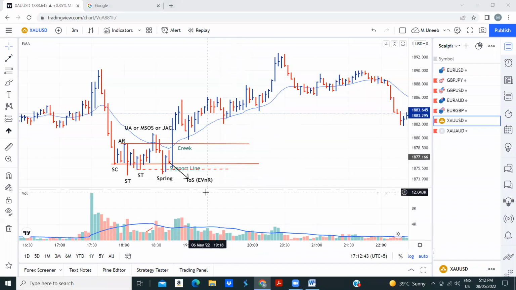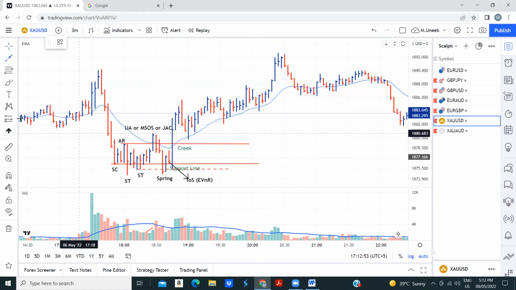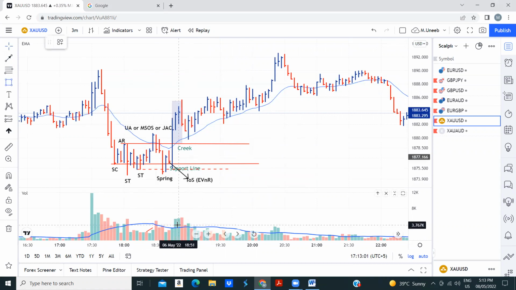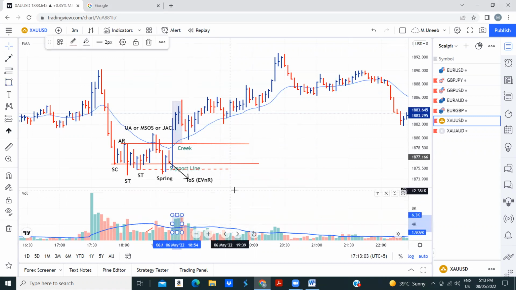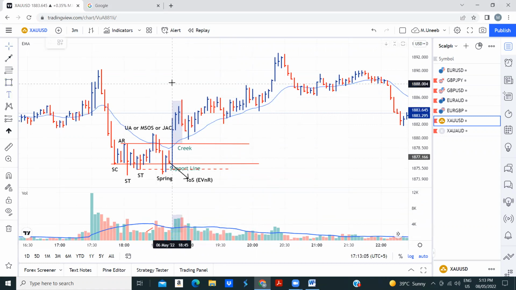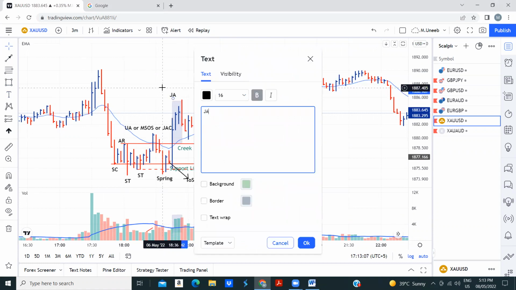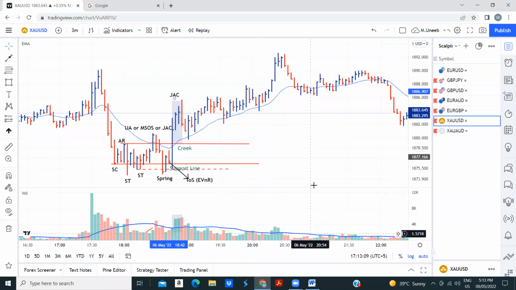Okay. So this is effort versus no result. After that, again, we see the second attempt to go up on increased volume. What is this? This is again a jump across the creek. This whole move, if I highlight this move up, you see the volume here is also increasing. We call it jump across the creek, JAC. Second attempt to jump across the creek, right?